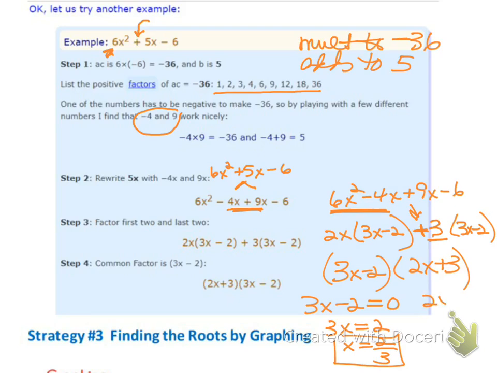And the other one, 2x plus 3 equals 0. So 2x equals -3. X equals -3/2. All right, there are our two roots, our two zeros of the function, our two places where our parabola crosses the x-axis. So let's do strategy 3 on the next slide.